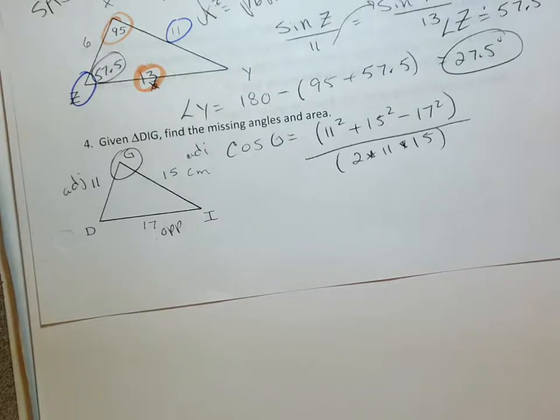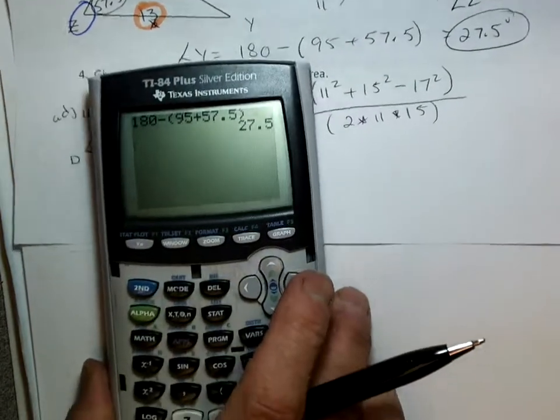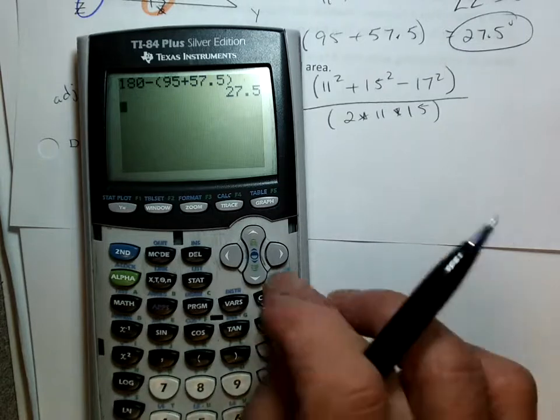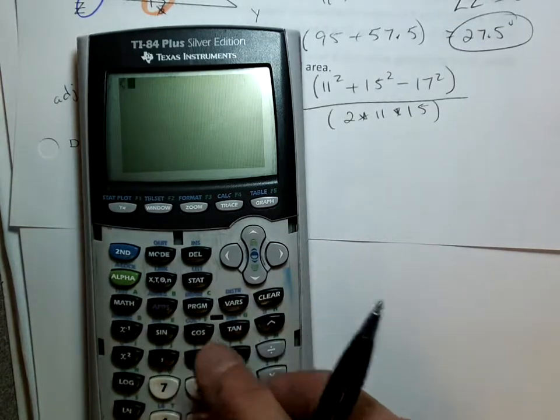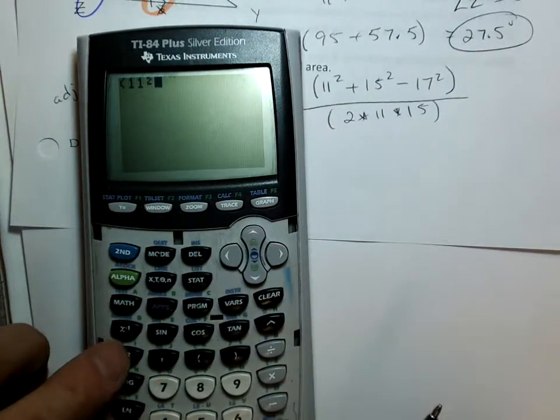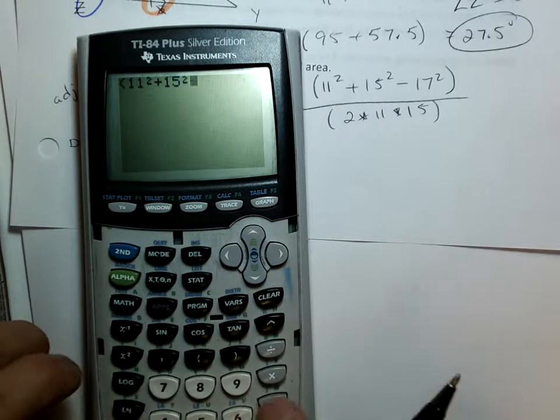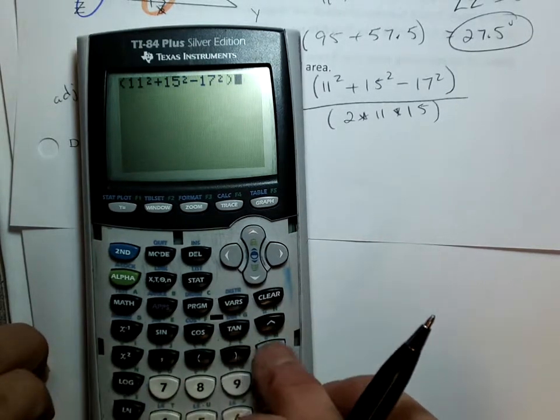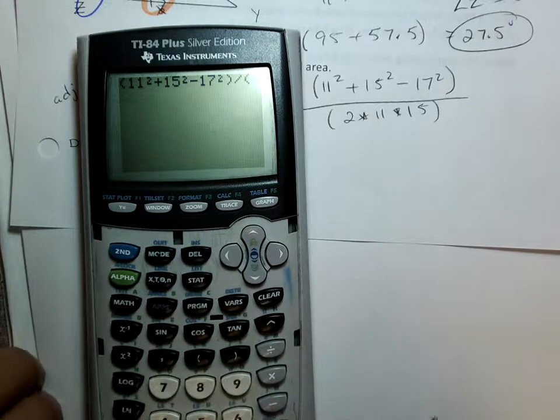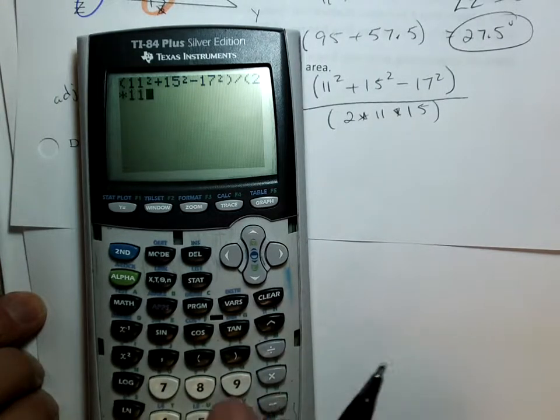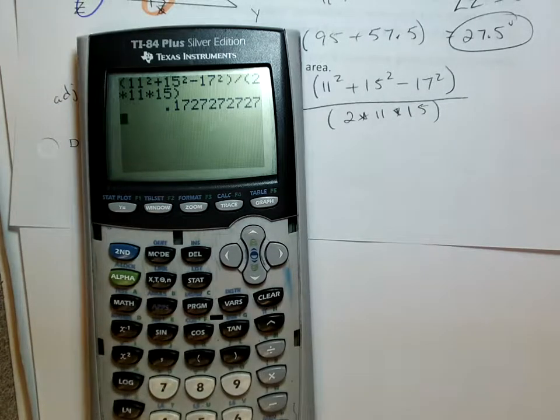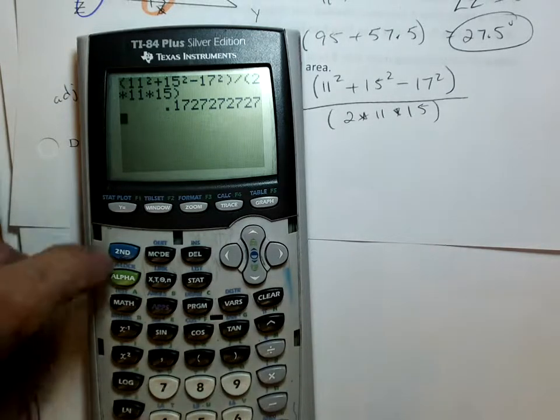Now, I know I'm going to have to cosine inverse because I need an angle, right? So we're going to get a decimal. I'm anticipating a decimal, and I'll cosine inverse. In my calculator, I'm just going to go, you have to use parentheses, 11 squared plus 15 squared minus 17 squared, parentheses, divided by parentheses, 2 times 11 times 15. And sure enough, I get a decimal. I figured that. Because I need the angle, I cosine inverse that.